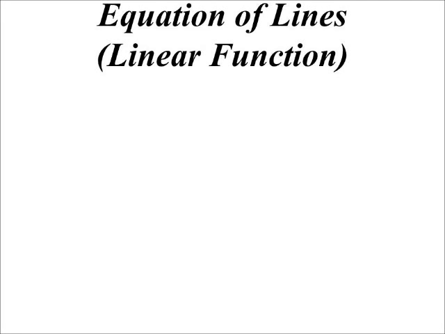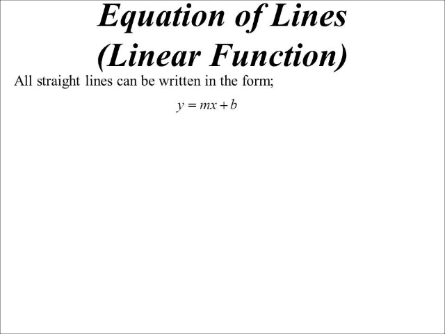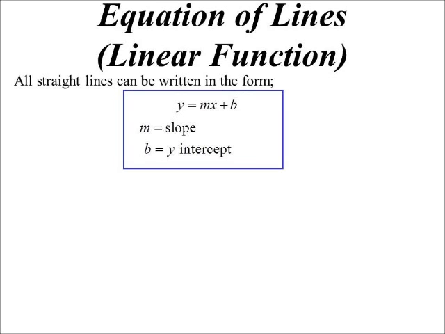Right, so equation of lines, also known as the linear function. And you will recall that all straight lines can be written in the form y equals mx plus b, where m is the slope or the gradient, b, just like in any polynomial, is the y-intercept. Of course, another way we could do it, that's y equals mx plus b form.